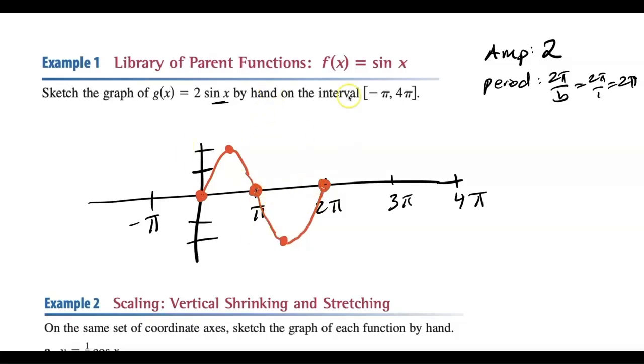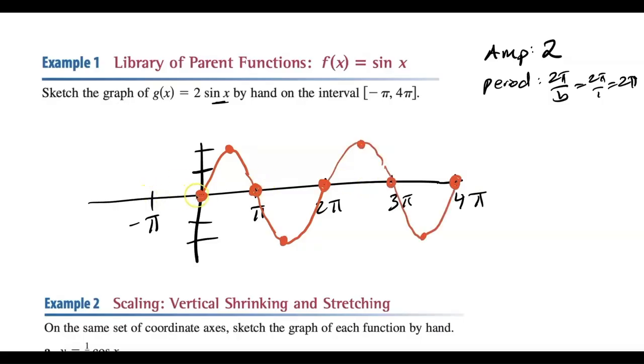But it does want to graph it all the way to 4 pi, so I've got to go one more rotation over here and do the exact same thing again. I started here. I would end 2 pi later. Okay, that's my period. Where does 2 pi end? At 4 pi. Halfway is where I cross. In between these two is my highest point. In between these two is my lowest point. So this is another rotation.